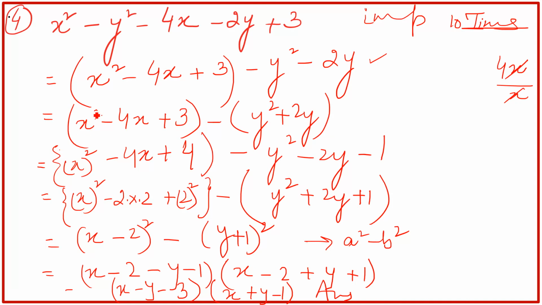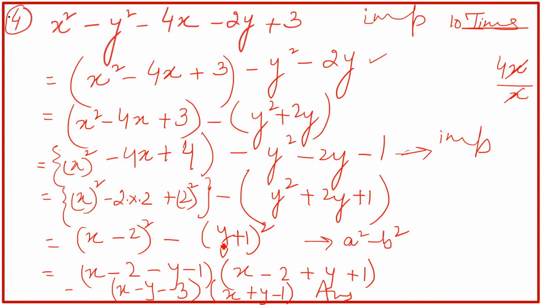Actually, you can take the square of the first one, but you cannot take the square of the last term because it is 3. Actually, it should be 4. Right? So you have to add 1 here in order to make the square of it. So you have to add 1 here. That is why you have to subtract 1 from here as well. This is the important point, right? So now this is the square of x minus 2 whole square. This is y plus 1 whole square.